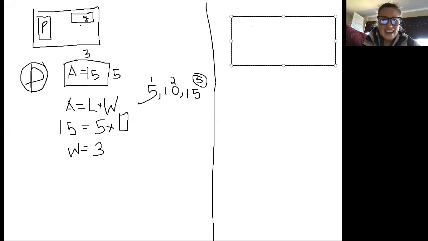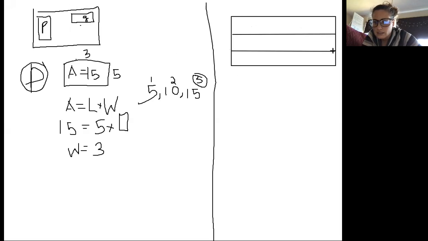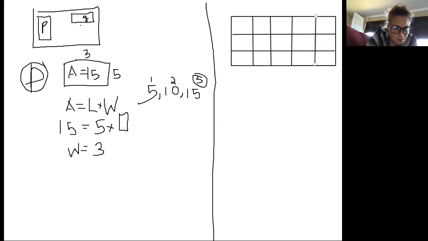All right, and I am going to split it up by 3 this way: 1, 2, 3. And by 5 this way: 1, 2, 3, 4, 5. Okay, it's not perfect. It's the best I could do right now. Now when you looked over here, it said he wanted to spend $250.